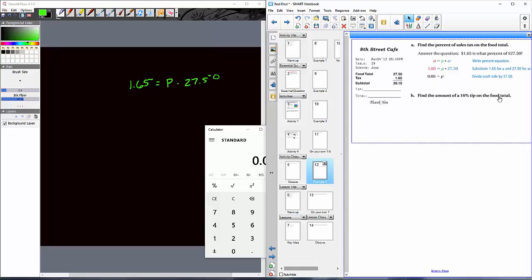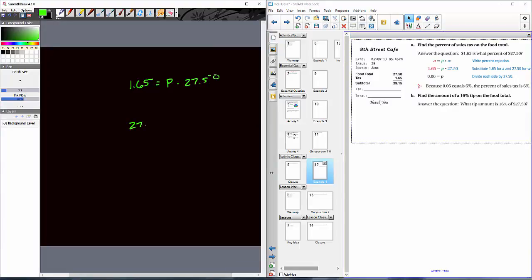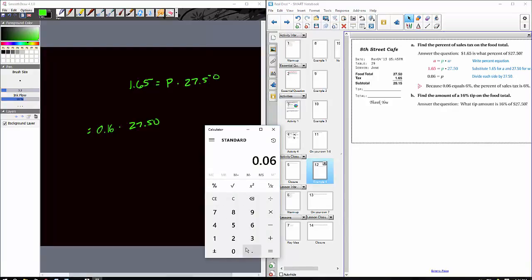This one here, to find out a 16% tip on the food, I look at the whole food. I wonder what number they're using here, if they're using the tax or not. Oh, they don't use it. That's funny. So you take the 27.50 is the whole, right? So 27.50 times the percent, which I don't know what it is, or times 0.16 equals the part. So let's just try that real fast. So 0.16 times 27.50, and that equals $4.40.